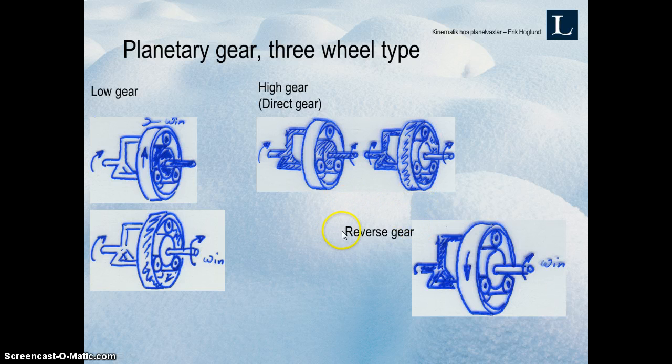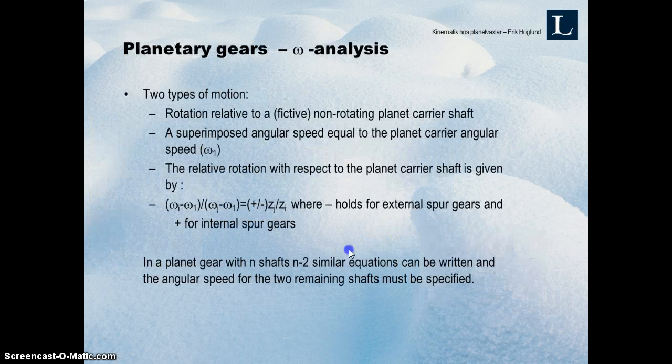And then finally in the reverse gear you keep this shaft standing still, the planet carrier shaft, and you rotate the inner sun wheel, and then you have a rotation in the opposite direction on the outer sun wheel, and that's how you reverse the rotational speeds.